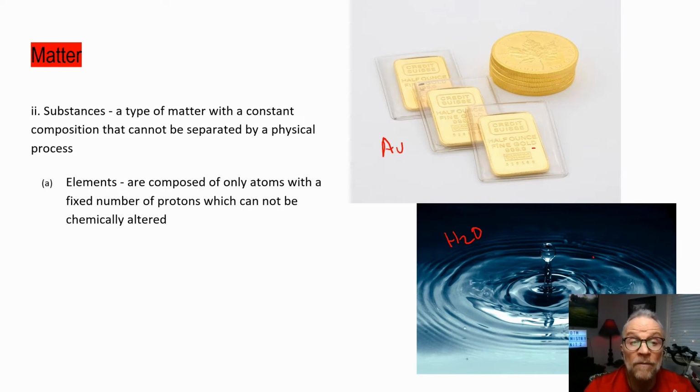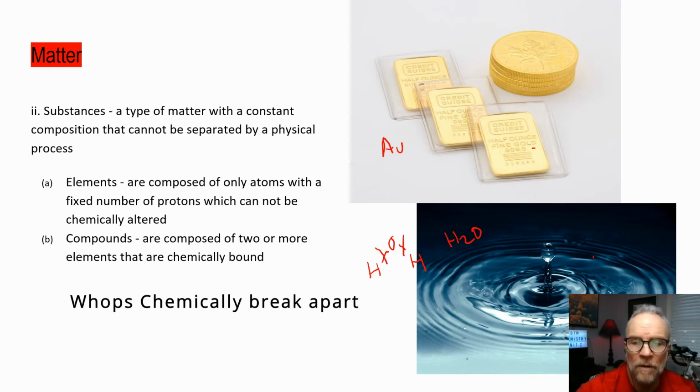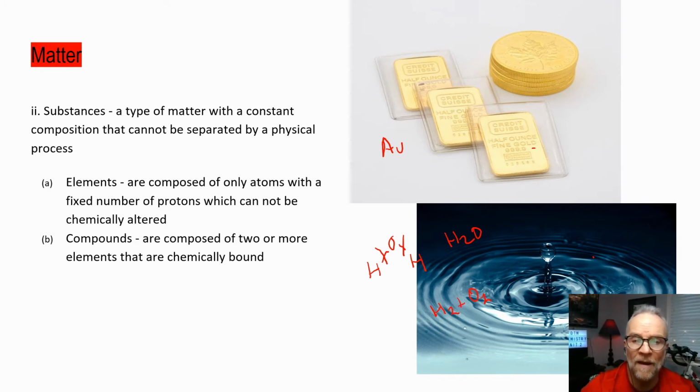Elements are composed of only atoms with a fixed number of protons, which cannot be chemically altered. And then compounds are composed of two or more elements that are chemically bound. In the case of water, we'll talk about this later, they are covalently held in that compound, and you can physically break this apart and you can form hydrogen gas and oxygen gas, and you'd have to have maybe some electricity to actually break that bond. That bond's a fairly strong bond.